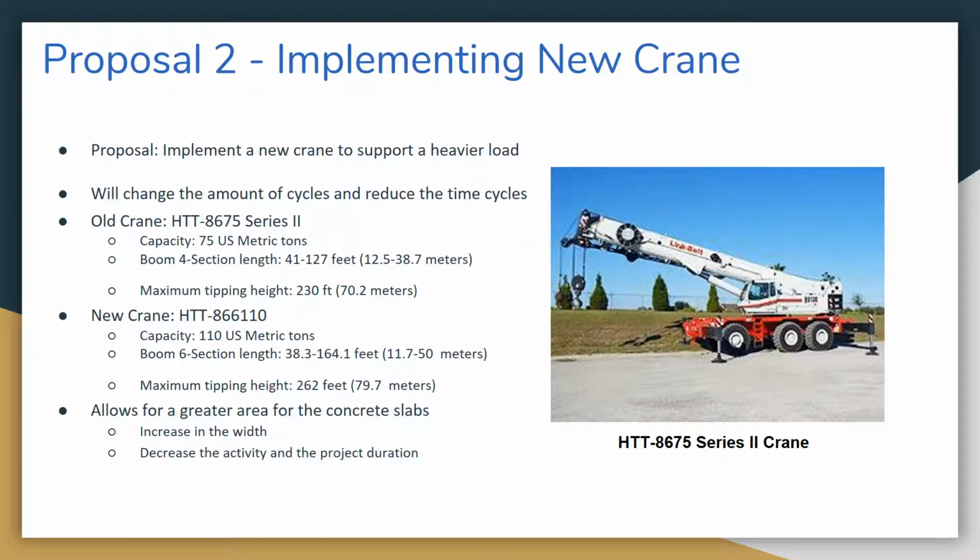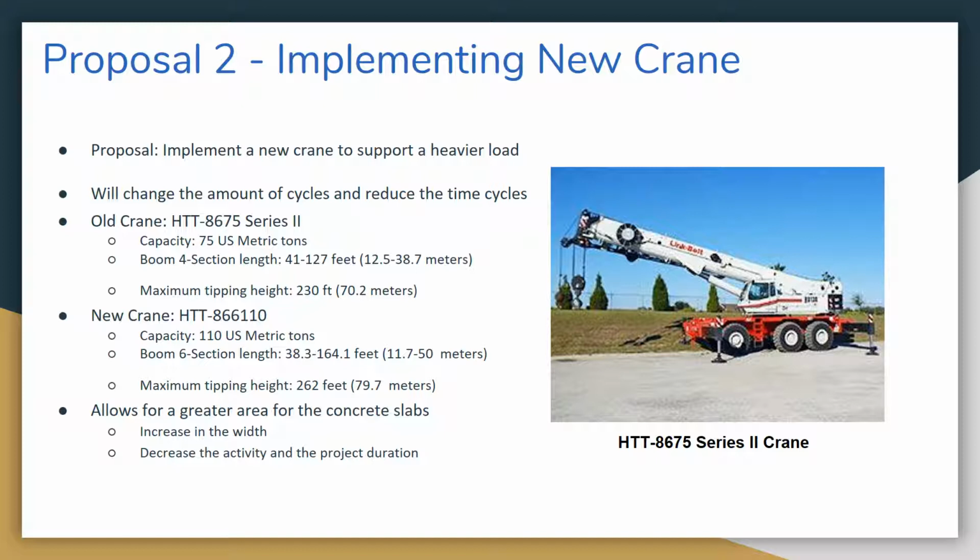Our second proposal is to implement a new crane to support a heavier load. This will ultimately change the amount of cycles and reduce the time of the cycles itself. The old crane was an HTT 8675 Series 2 with a capacity of 75 US metric tons, and it has a 4-section boom length of 41 to 127 feet. The maximum tipping height is 230 feet.